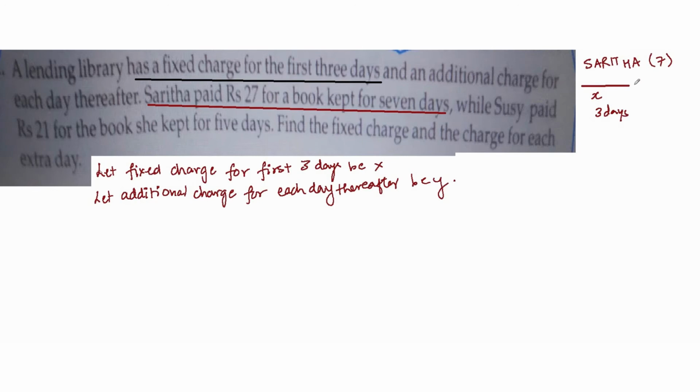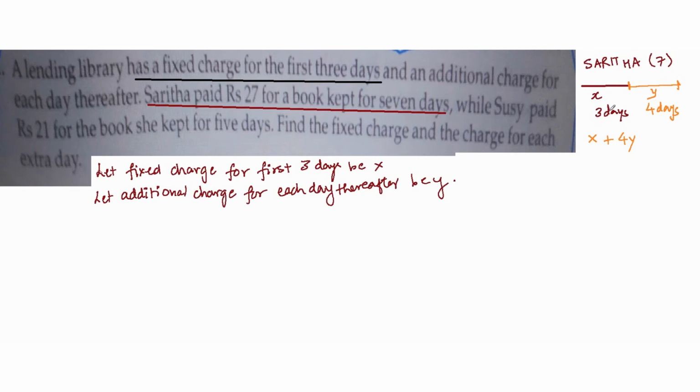That means the remaining days are now only 4 days, right? So this is 4 days, and in those 4 days she has paid Y rupees per day. That means the total money that she paid would be X plus 4 times Y, because X is the fixed charge for 3 days. So X is not the charge per day.